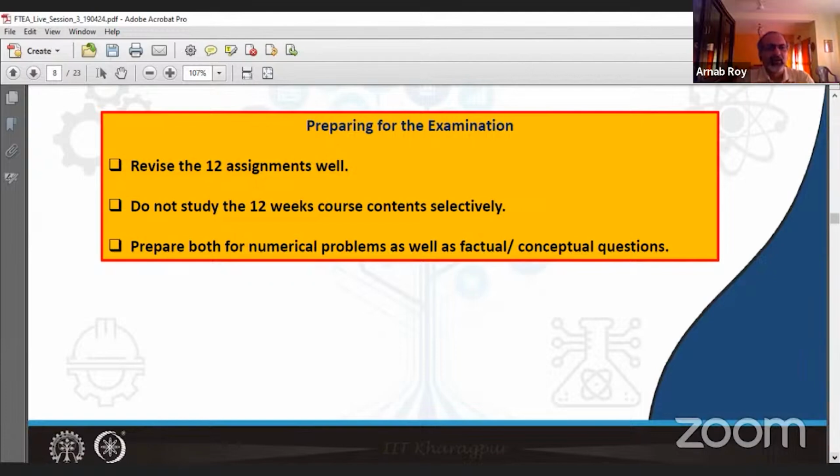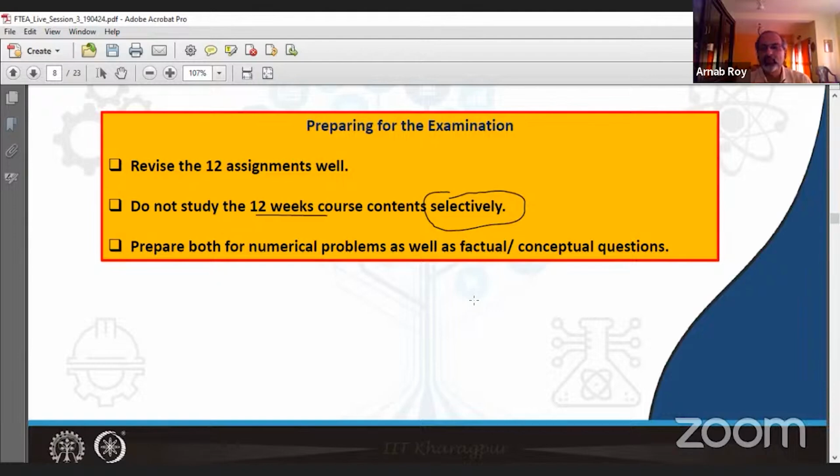You should not study the 12 weeks course contents selectively. That means on your own, don't try to leave out some of the week's contents because you are not too familiar with it, or you do not like those topics and so on. Have a reasonable amount of familiarity of the entire course contents. There may be a few weeks contents where you have a greater degree of confidence or familiarity, or just because you learned them earlier in some other course.